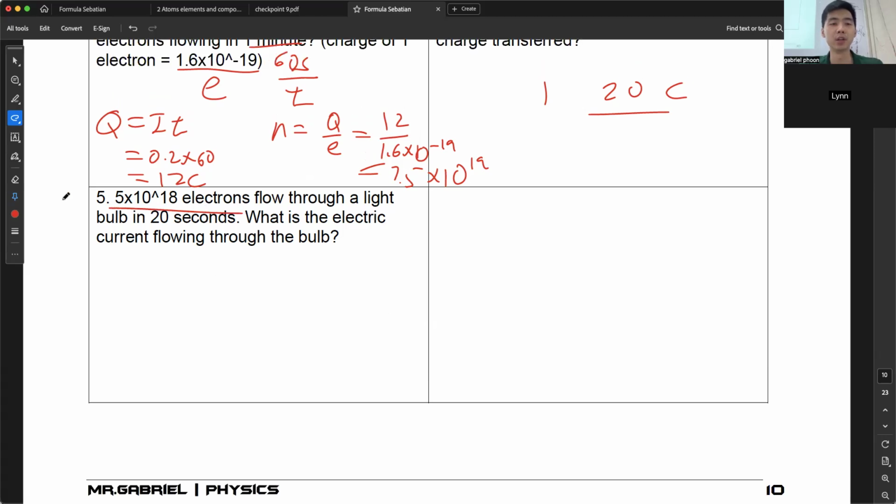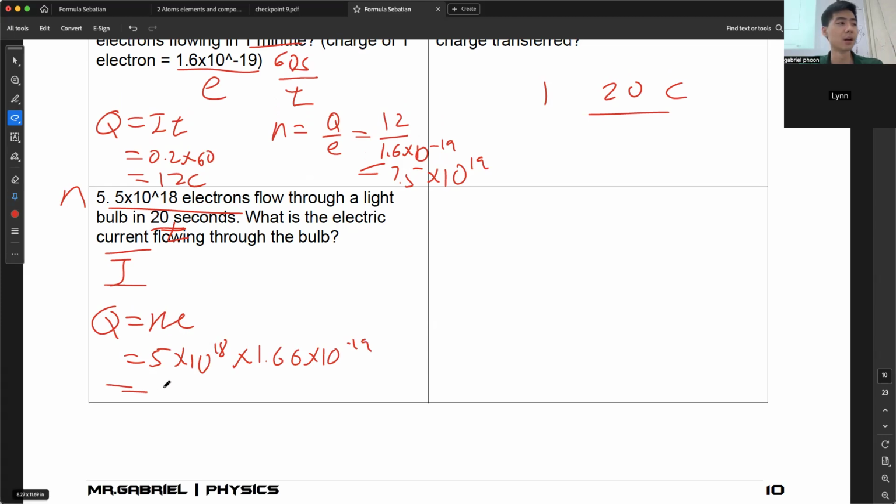And question 5, once again, you have to use 2 formulas, guys. You're given the number of electrons, you're given the time, and you're asked about the current. You're supposed to use Q equals NE first, which in this case here will be 5 times 10 to the power of 18, multiplied by 1.66 times 10 to the power of negative 19. Then you get something. What's this something? 0.83 coulombs. Then you're looking for the current, right? So I will basically be Q over t, which in this case here will be 0.83 divided by 20. And bam, you get your answer already.